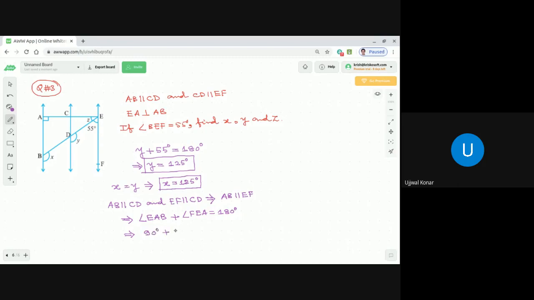Angle FEA is nothing but the summation of angle FEB plus angle BEA, that is 55 degrees plus Z. So 90 degrees plus 55 degrees plus Z is equal to 180 degrees. Correct, dear students? Now from here, after simplification, we find the value of Z is equal to 35 degrees. So we are able to find the values of X, Y, Z.